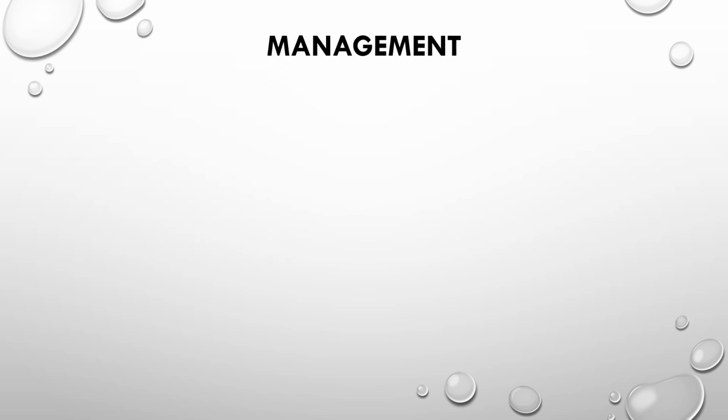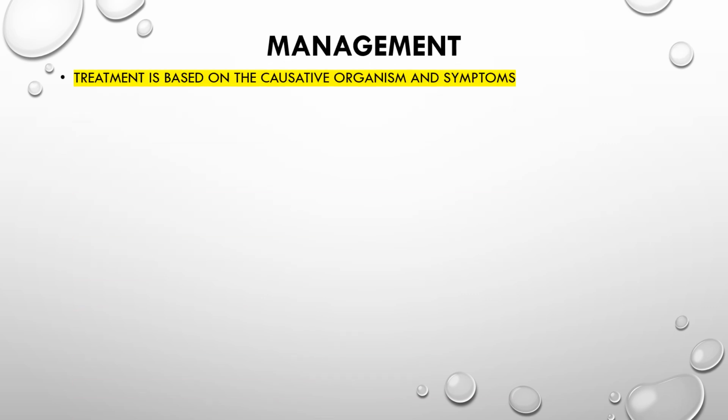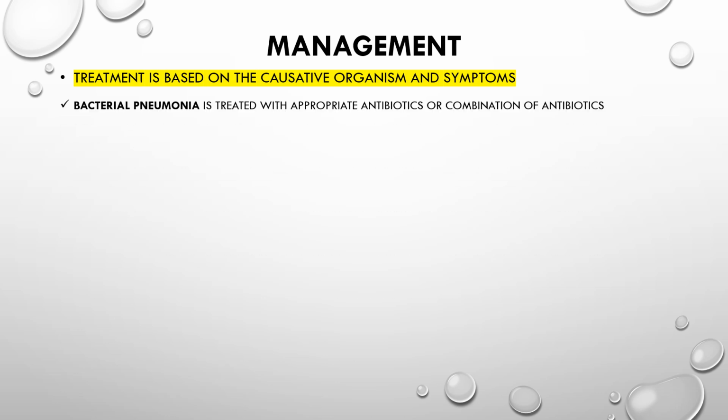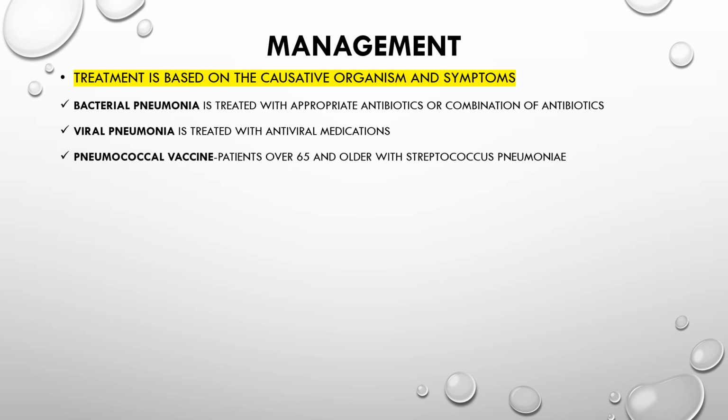Now let's start with the management. Treatment is usually based on the organism that the person has and the symptoms persisting. Bacterial pneumonia is treated with appropriate antibiotics or a combination of antibiotics. Viral pneumonia is treated with antiviral medications. Pneumococcal vaccine is advised for persons over 65 years old and those with Streptococcus pneumoniae. Influenza vaccine for persons having the influenza virus. Infection prevention measures have to be advised, such as wearing a proper mask and using hygienic techniques.